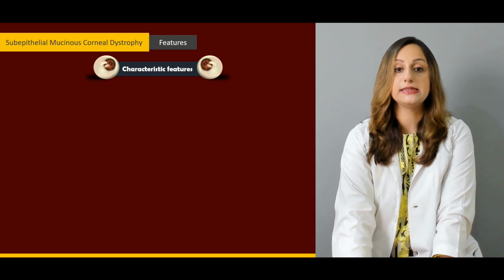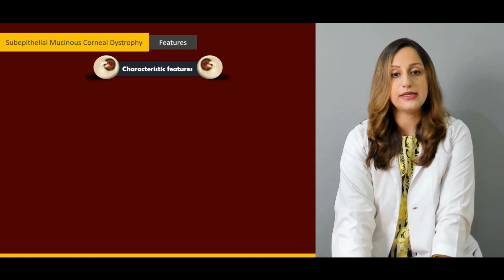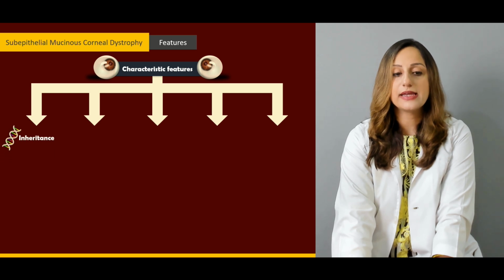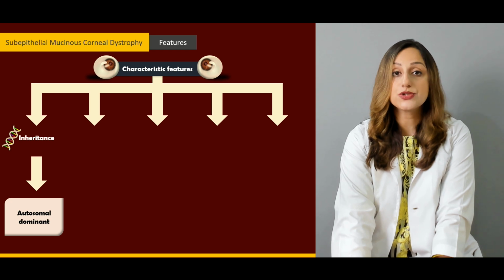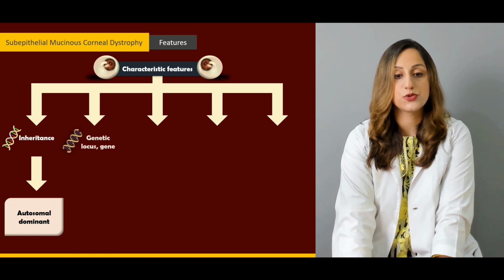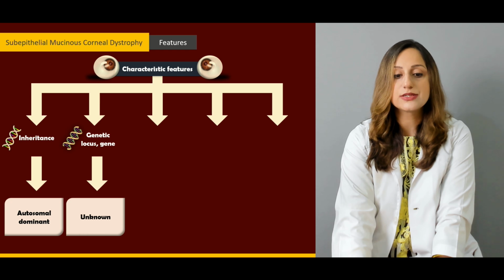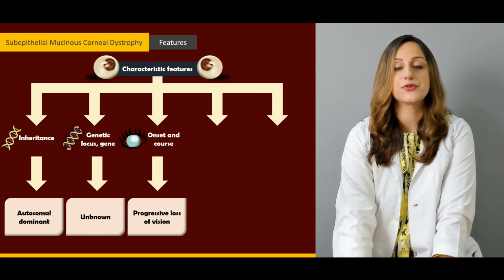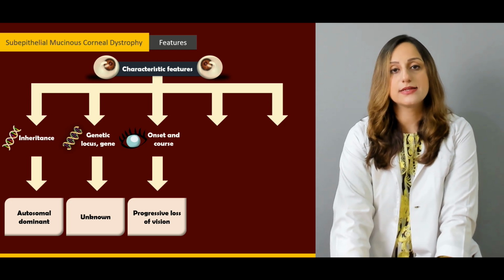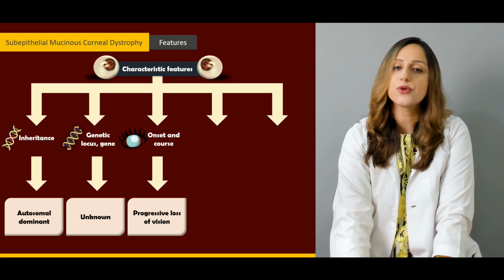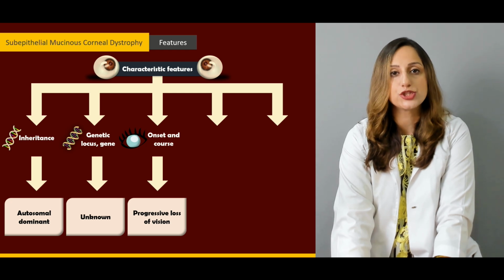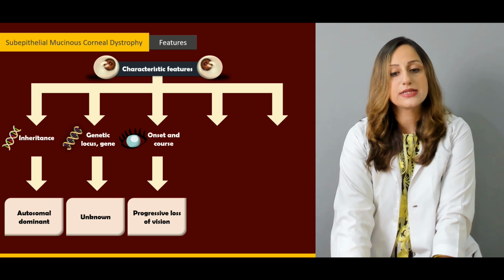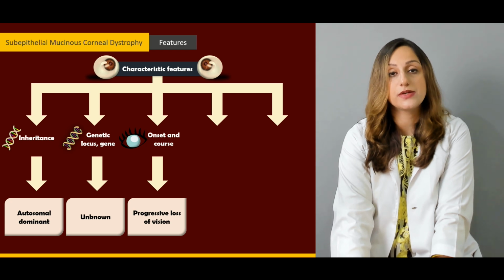The peculiar features for this kind of subepithelial mucinous corneal dystrophy are, we have an inheritance pattern noted for these patients. It's an autosomal dominant inheritance pattern. The genetic locus involved is unknown for this kind of disease. The onset and course is a progressive loss of vision that is complained of. It's going to start off with blurring of vision, and finally it can result in the loss of vision if it is left untreated.